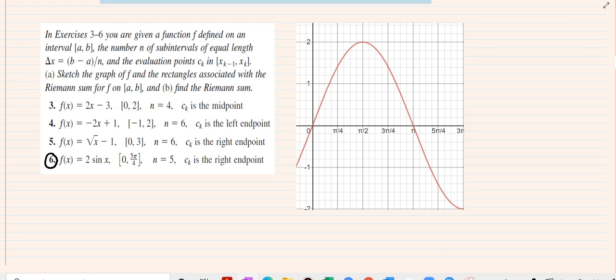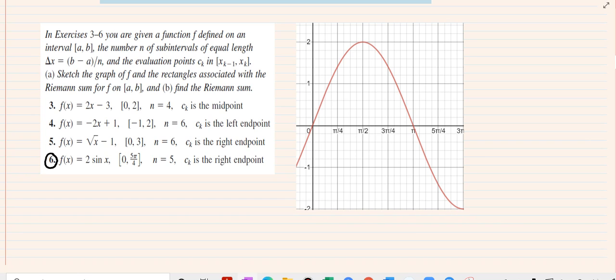Okay, so here is the exercise that we have, numbers 3 through 6. The question reads, you are given a function f defined on an interval from a to b, the number n of subintervals of equal length delta x, b minus a over n, and an evaluation point c sub k inside of that interval. In part A, sketch the graph of the function and the rectangles associated with the Riemann sum for the function f on a closed interval. And in part B, we actually want to find the Riemann sum.